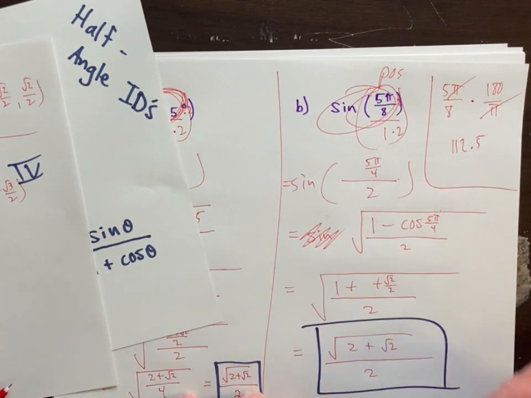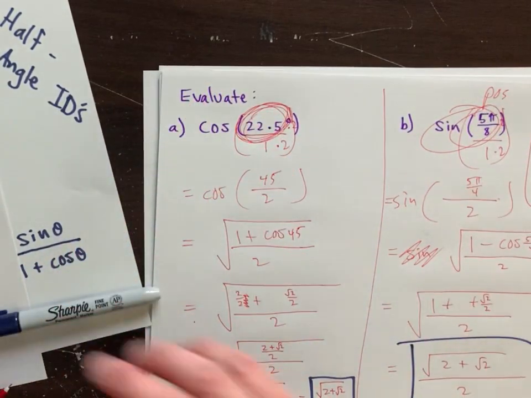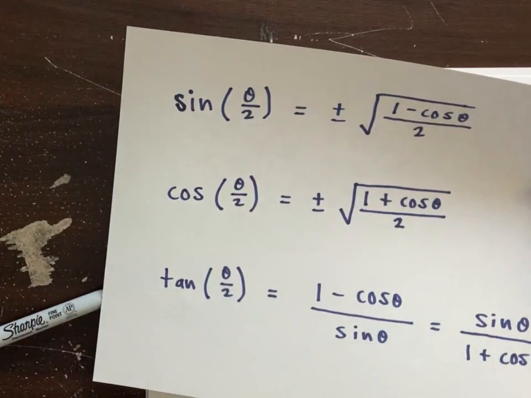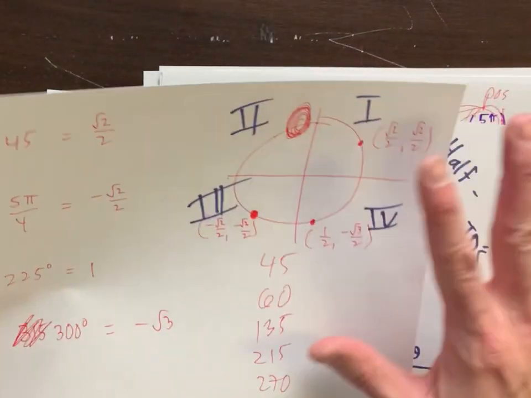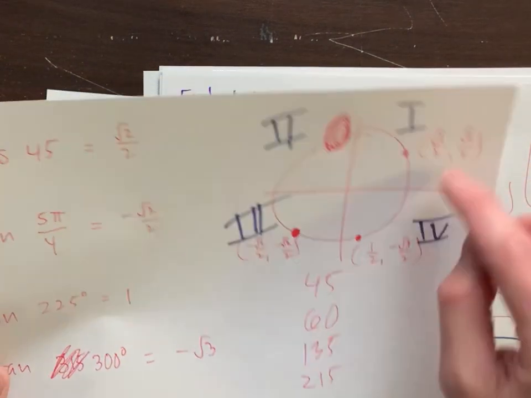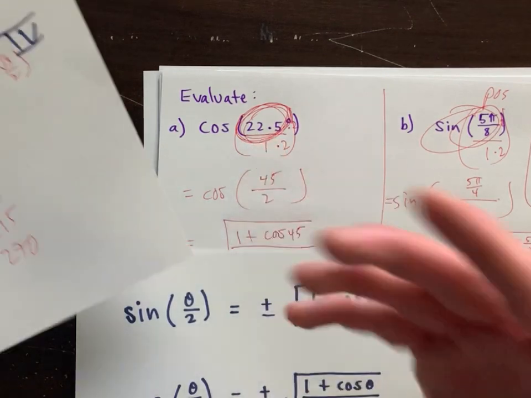So that's how these problems work, the half angles. Multiply top and bottom by 2, and then you're going to use your identities, and then you're going to use facts that you know about the unit circle, and then decide if it's positive or negative based on the quadrant that the original angle falls in.